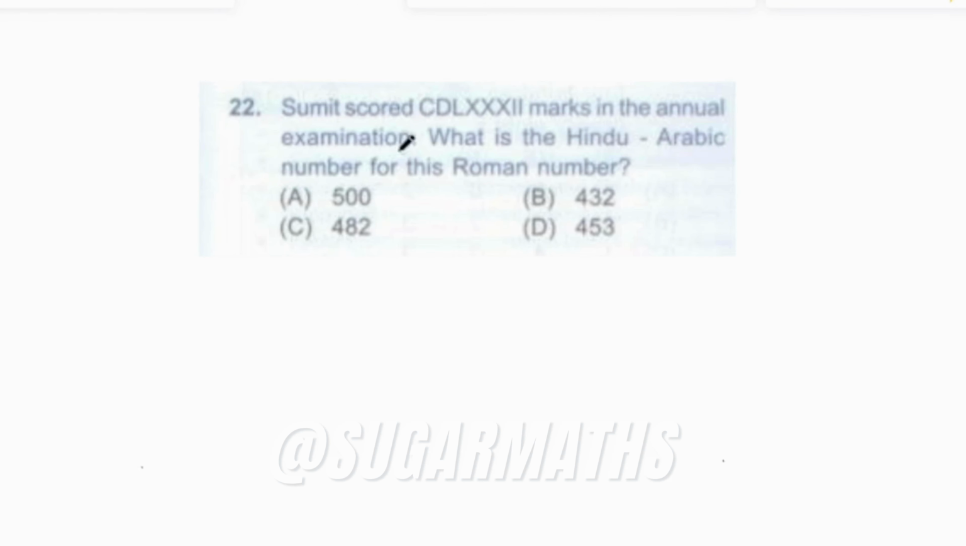Let's look at question number 22. Sumit scored CDLXXXII marks in the annual examination. What is the Hindu Arabic number for this Roman number? So what we need to do is write this Roman number into Indian format, which is CDL X X X I I.